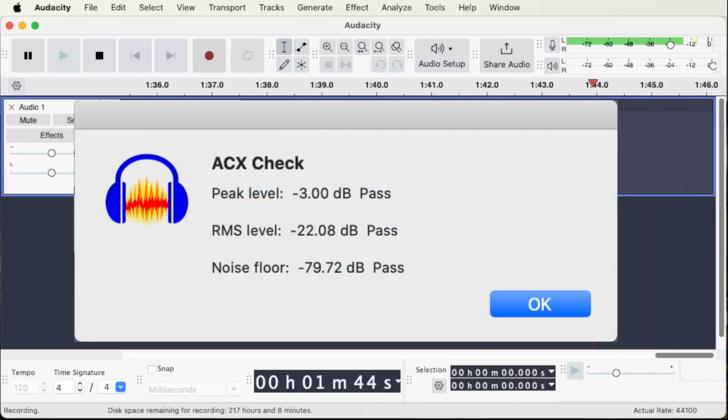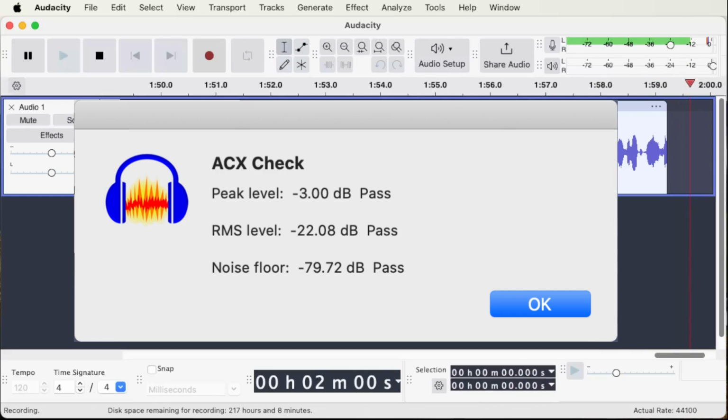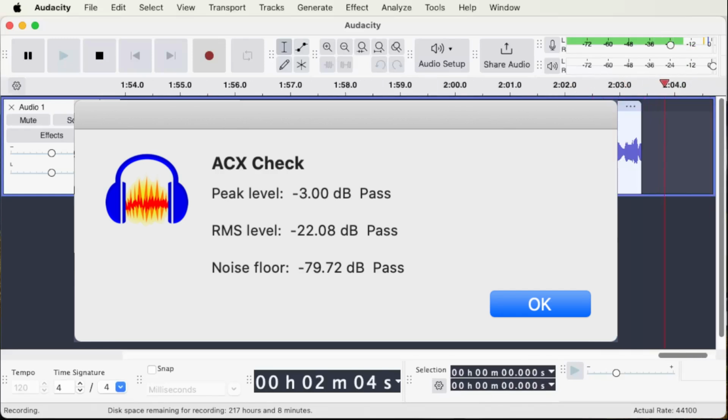Here's a screenshot. The metrics that are checked by ACX Check are peak level, RMS level, and noise floor. Today we're talking about peak level, and the next few SATs will look at RMS and noise floor, as well as some useful related info.